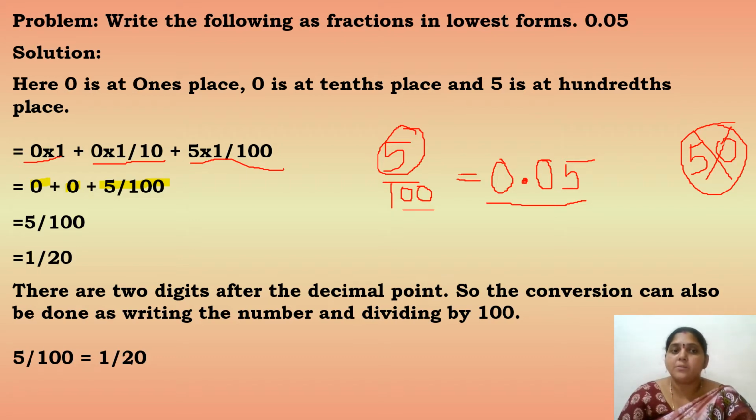Now you can do it in one more method, that is 5 ones are 5, 5 twenties are 100. 1 by 20, you got the answer. There are two digits after the decimal point, so the conversion can also be done by writing the number and dividing it by 100. 5 by 100 is equal to 1 by 20. You can do it in this way also, or else you can stop by writing here. This is how we are going to write our fractions in the lowest forms.